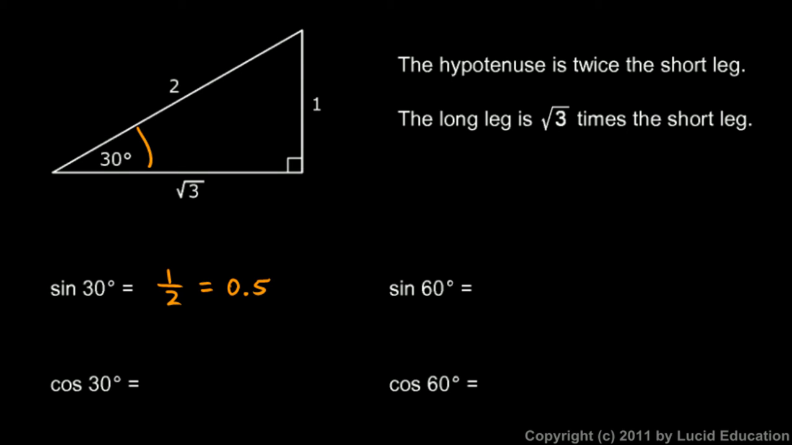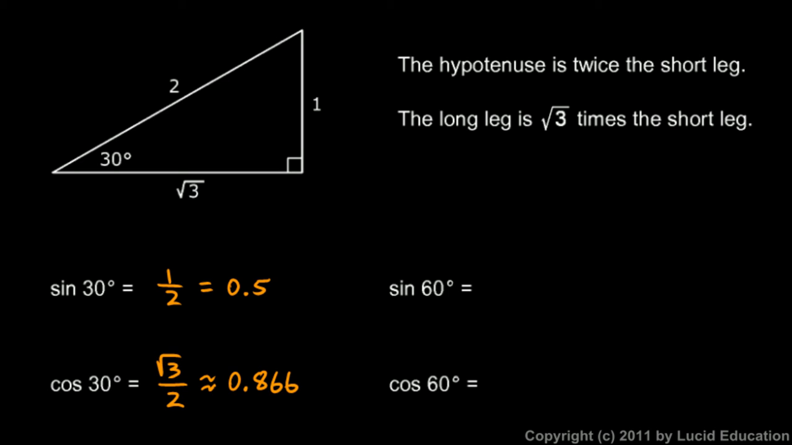And then the cosine of a 30-degree angle is always the adjacent side divided by the hypotenuse. So in this case, that's the square root of 3 over 2. The cosine of a 30-degree angle is square root of 3 over 2. And that is approximately equal to 0.866. Again, those digits go on forever, but rounded to 3 decimal places, that's 0.866.